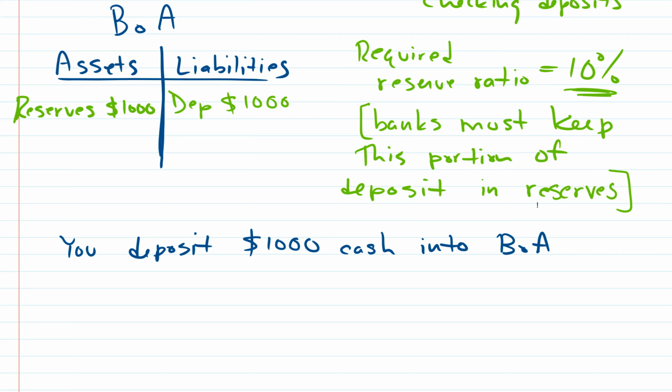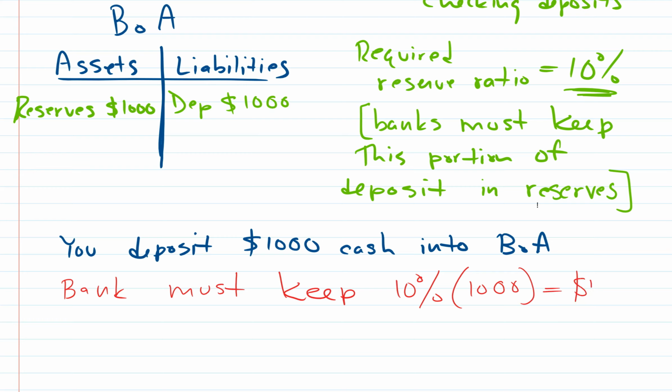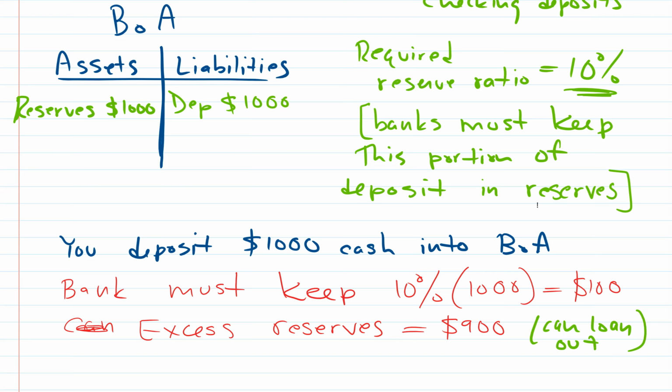So the bank must keep 10% times 1,000. They must keep $100, and therefore they can loan out the excess reserves. What we call excess reserves is now the 900. They have 900 more reserves than they need to, so this 900 they can loan out.